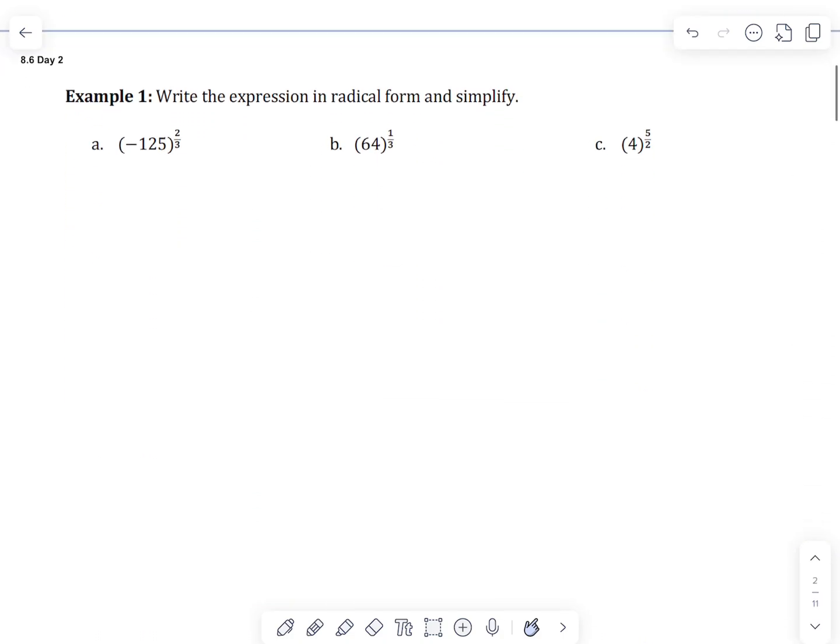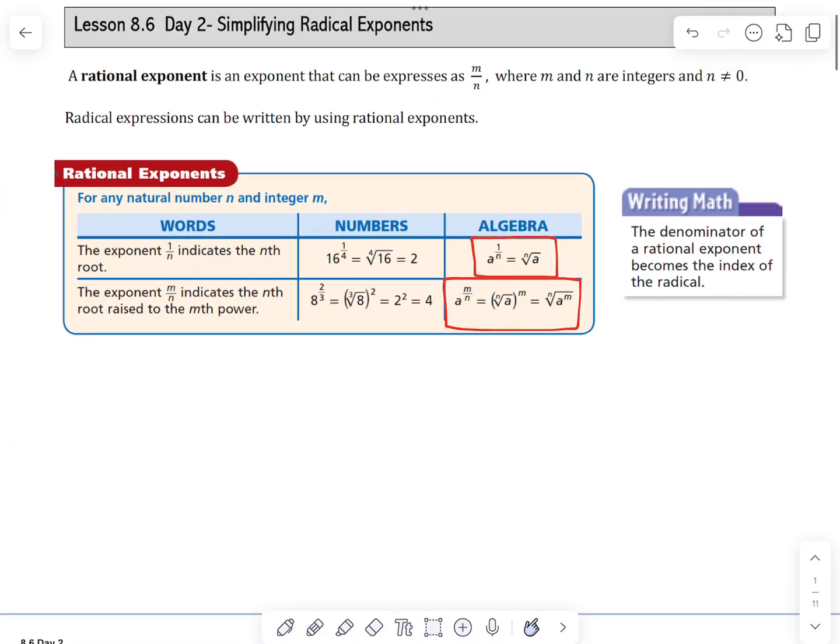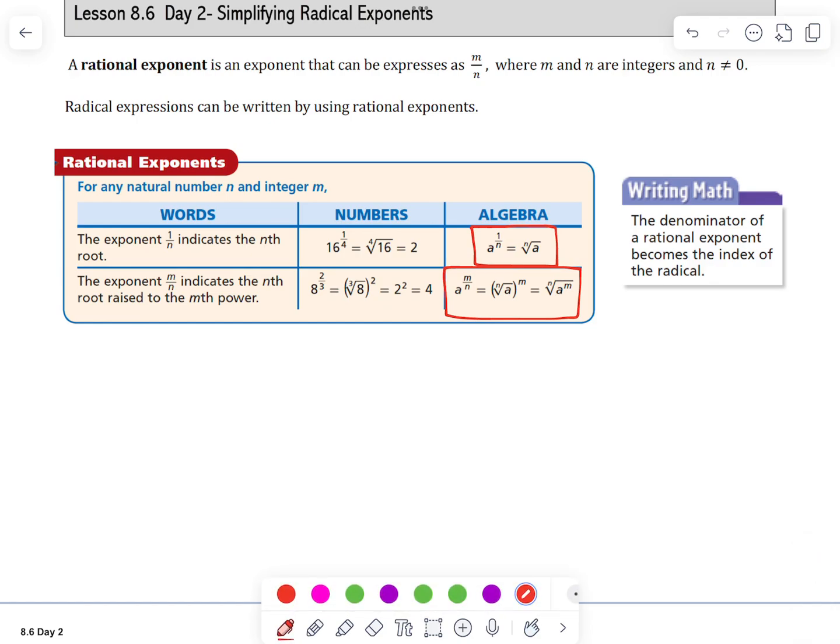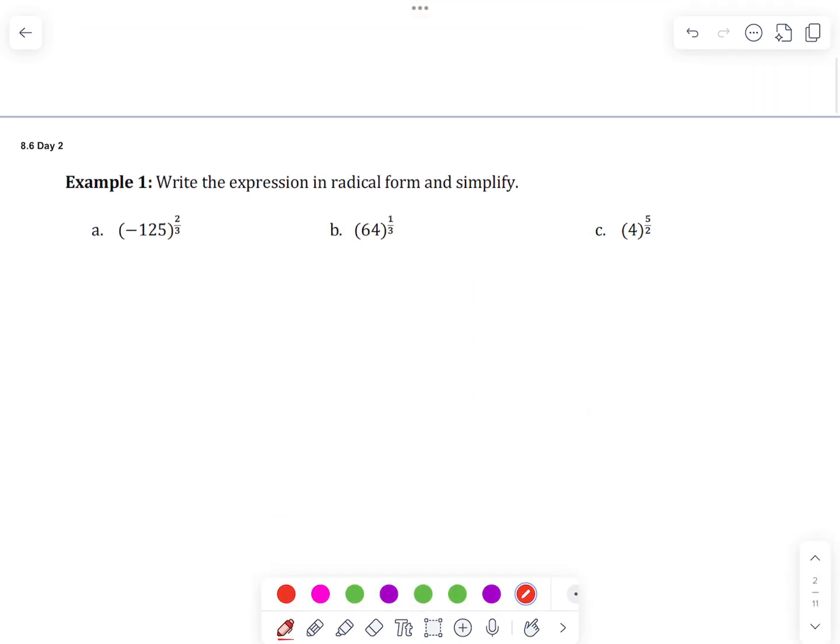All right, so let's go ahead and simplify. Write the expression in radical form and then simplify. So we have a power of 2/3, so we're going to rewrite. Remember the denominator, if I go back up here, the denominator of the rational exponent becomes the index of the radical. So our denominator is 3, so that'll be our index. And then we have negative 125.